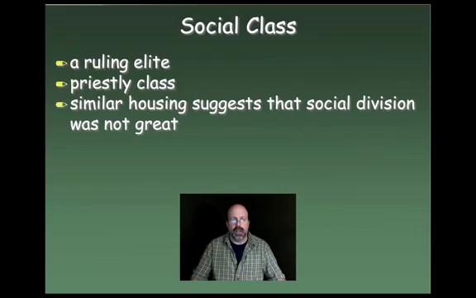Okay, social class. There was a ruling elite. That's often seen in some of the larger structures that seem to be reserved for people like maybe the kings of their cities or their rulers. And there was also a priestly class as well. Similar housing, though, suggests that social division was not that great. So there were some bigger homes for some of the more important people at the top of their society, but for the majority of people, they lived in similar style housing. Again, suggesting that there wasn't a lot of social class differentiation, at least not in terms of architecture.